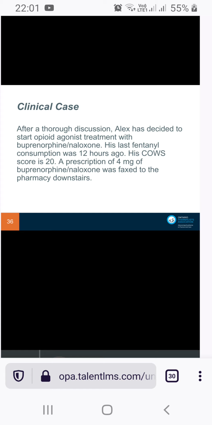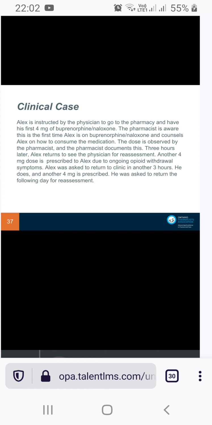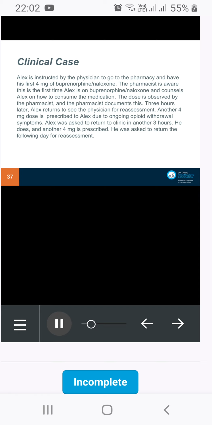After a thorough discussion, Alex has decided to start opioid agonist treatment with buprenorphine naloxone. His last fentanyl consumption was 12 hours ago. His COWS score is 20. A prescription of 4 milligrams of buprenorphine naloxone was faxed to the pharmacy downstairs. Alex is instructed by the physician to go to the pharmacy and have his first 4 milligrams of buprenorphine naloxone. The pharmacist is aware that this is the first time Alex is on this medication and counsels the patient on how to consume the medication appropriately. The dose is observed by the pharmacist, and the pharmacist documents this.